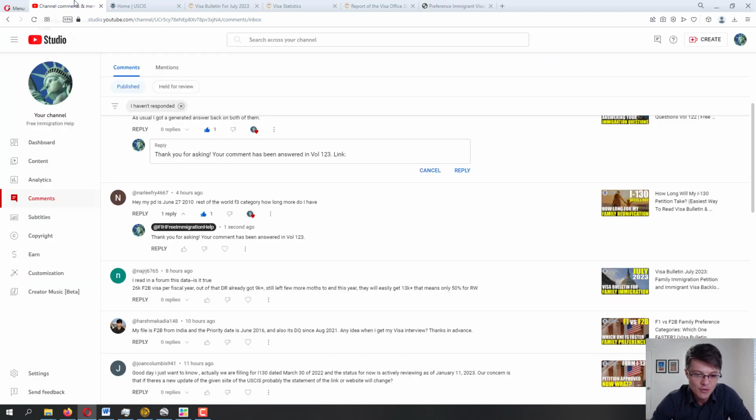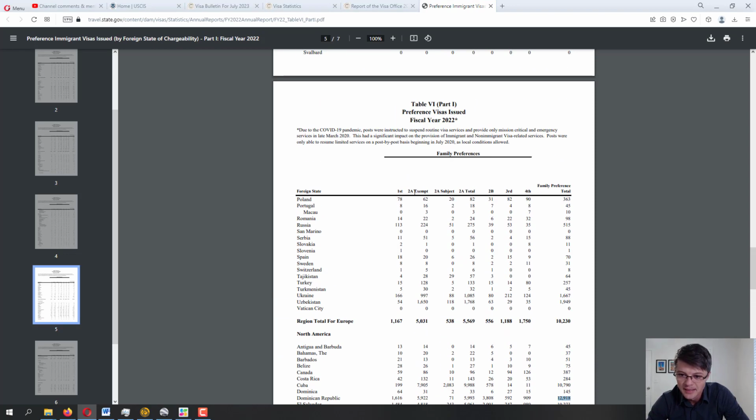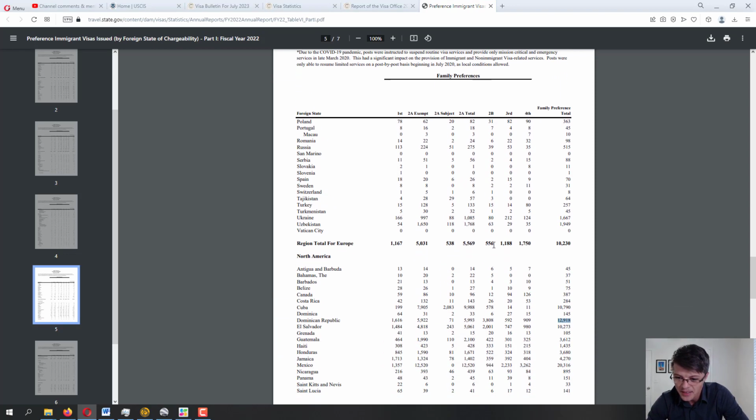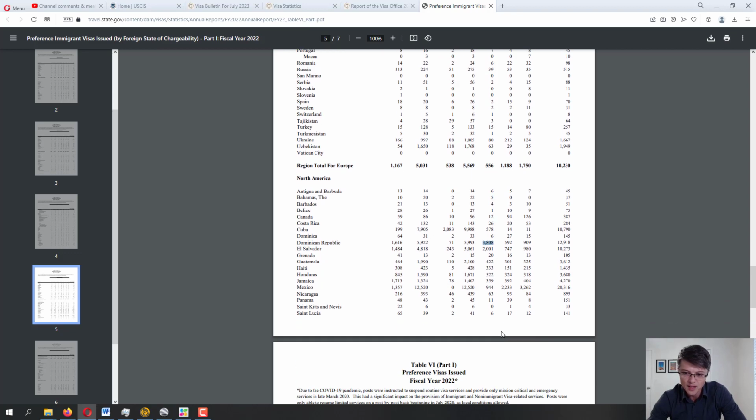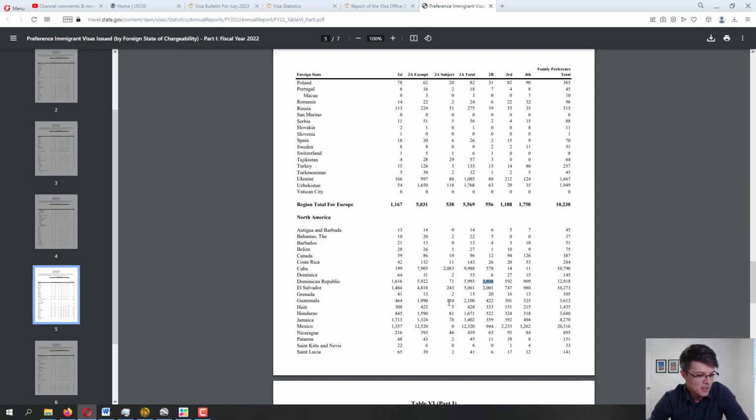But let's see which category you're asking. You're asking about F2B specifically. So let's take a look at the F2B. F2B is this one right here. So 3,808 total immigrant visas in F2B category issued for Dominican Republic. 3,808. It's a lot more than for El Salvador. It's more than for Mexico. It is absolutely 100% true. So yes, it's very possible that the numbers that you gave me might be correct.